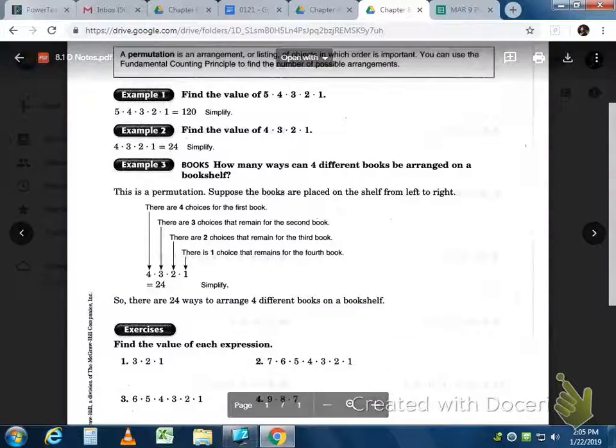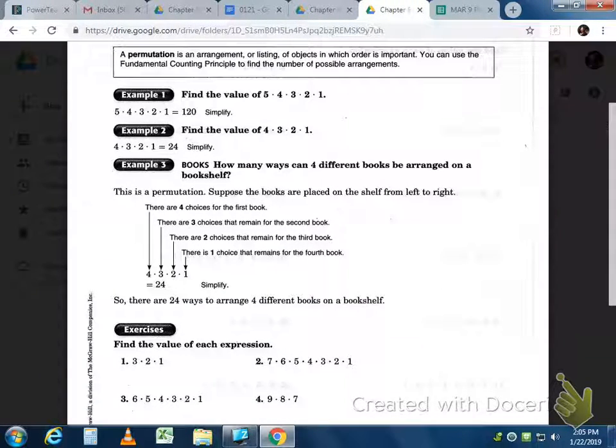Now here is an example of a permutation. How many ways can 4 different books be arranged on a bookshelf? So if I had 4 books sitting here on this desk, they're 4 different books, and I have a shelf that I have to put them on. So how many different choices of books do I have to put up on the bookshelf first? How many books are sitting here on the desk? 4. So you start with 4.